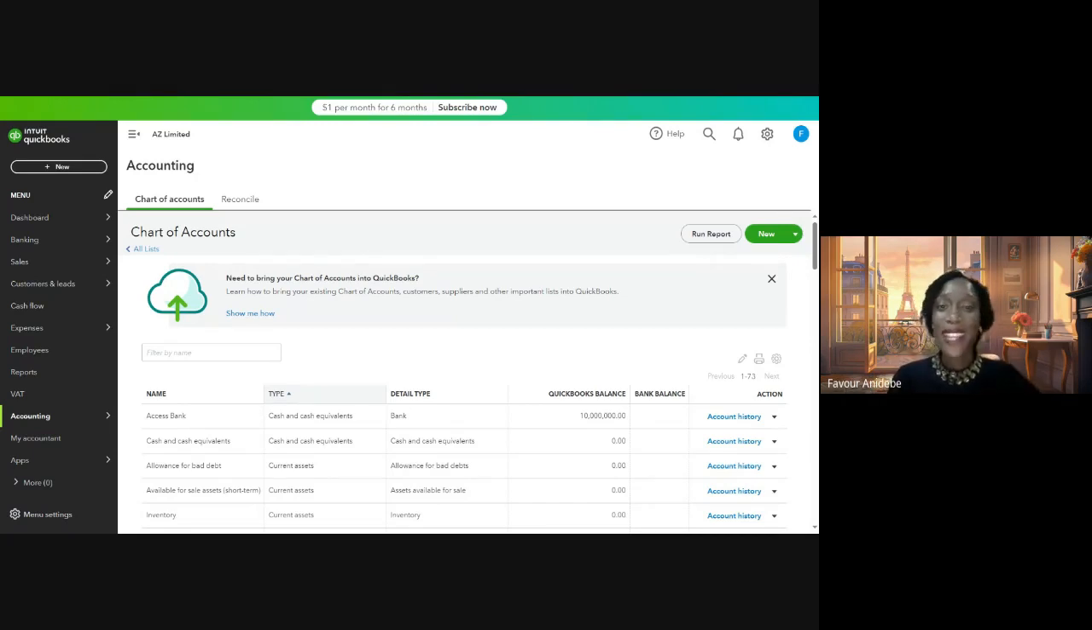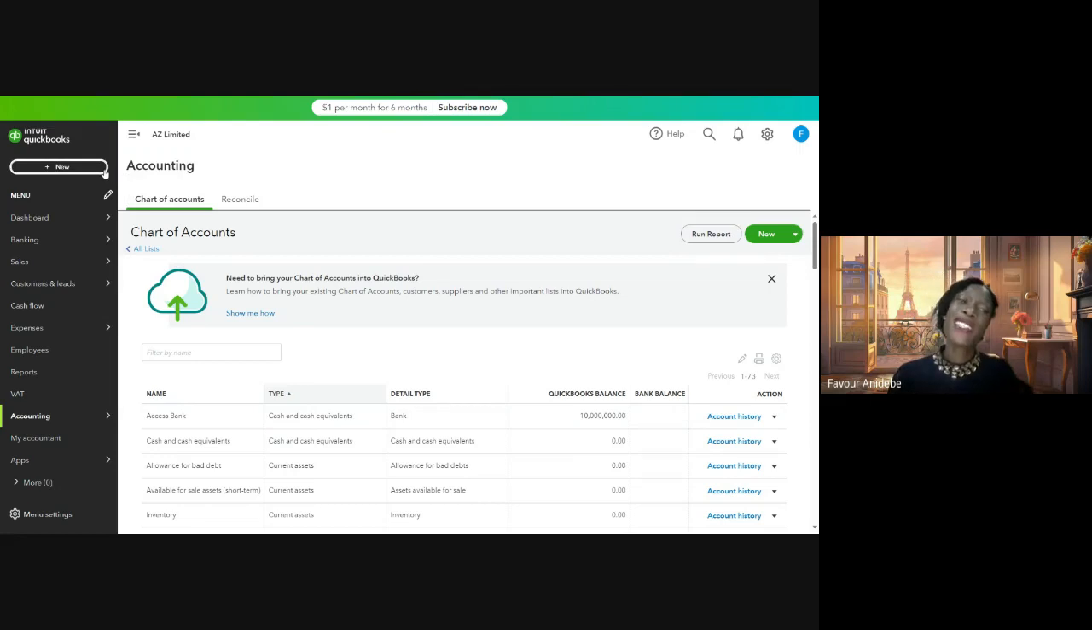So now we have 10 million naira in our Access Bank account. Before, we did not have any money there. But we have told QuickBooks, our software, as accountants are smart and tech savvy, "Okay, QuickBooks, I want you to put this money in Access Bank." No magic, no nothing. You gave it direction and it's doing according to your bidding. So now we have 10 million naira in our Access Bank.